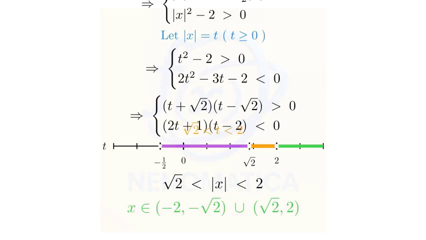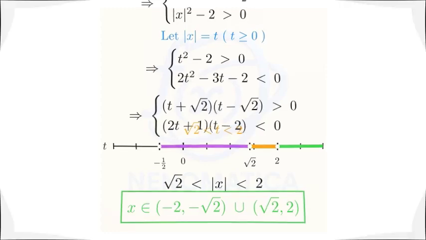Summary. We used the monotonicity of the logarithm with base greater than 1 to compare arguments, rewrote x squared as absolute x squared, substituted t equals absolute x with t non-negative, factored and solved two quadratic inequalities, intersected the results on a number line, and finally converted back to x. The solution set is the union of the open intervals from negative 2 to negative square root 2 and from square root 2 to 2.